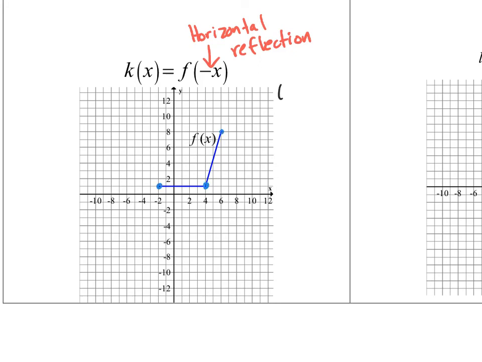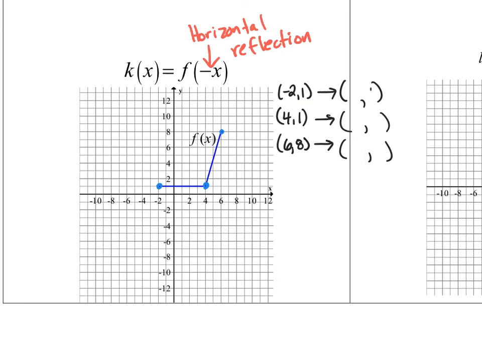Let's do the numeric way first. We had (-2, 1), (4, 1), (6, 8), and we are going to just divide the x values by -1, which is the same thing as multiplying by -1. And there's no y changes, so the y's should still stay where they are. So -2 times -1 is 2. And we get -4, -6. So I'm going to plot the ordered pairs (2, 1), (-4, 1), (-6, 8). So there is my reflection of my original function over the y-axis, or my horizontal reflection. So that's my new graph.